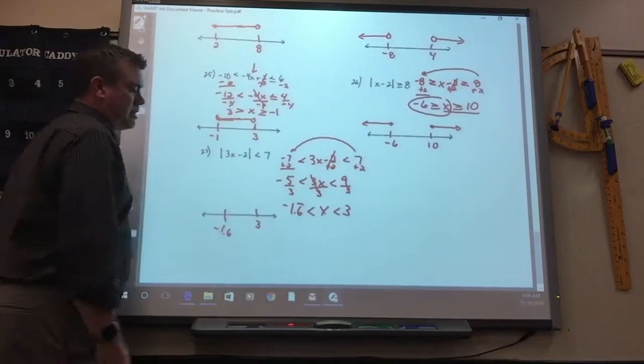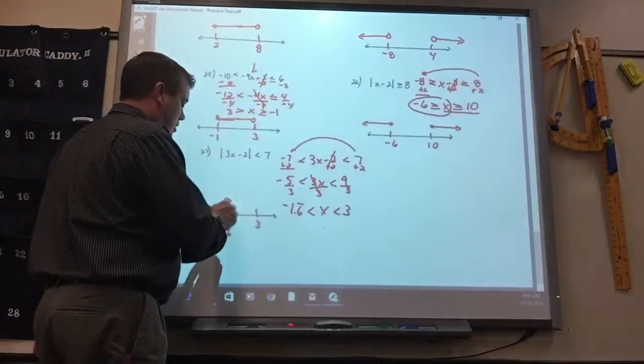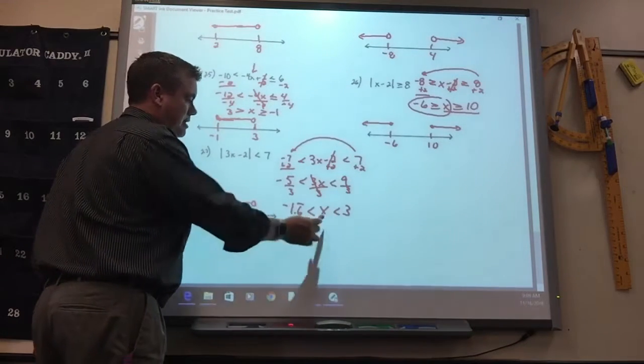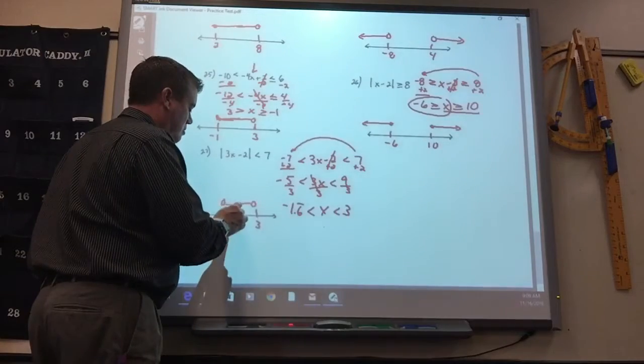So put those two numbers on the number line. They're both hollow. X is less than 3, so it's to the left. X is greater than, so it's to the right, so they connect.